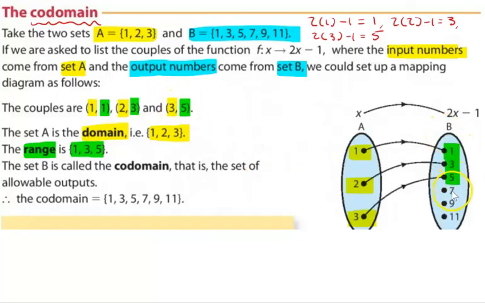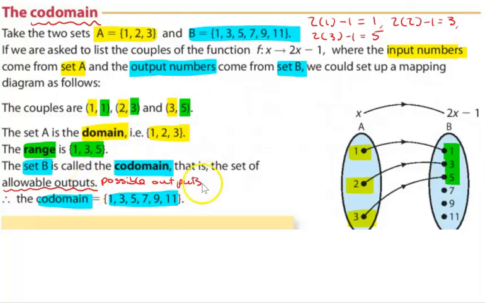Now notice that we have 7, 9, and 11 that don't have any arrows going to them. So the set B is called a codomain. That is the set of allowable outputs or possible outputs. So the codomain is 1, 3, 5, 7, 9, and 11. All of these numbers inside of set B are known as the codomain. But the 3 in green, the 3 that have arrows going to them, are known as the range.